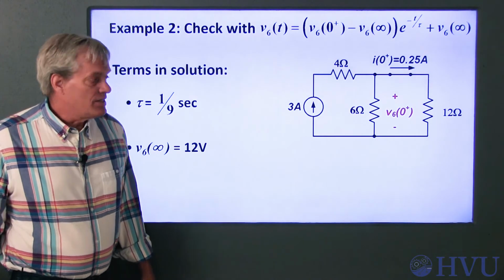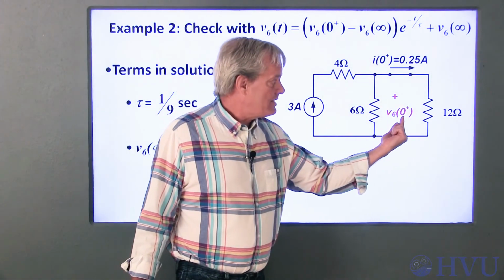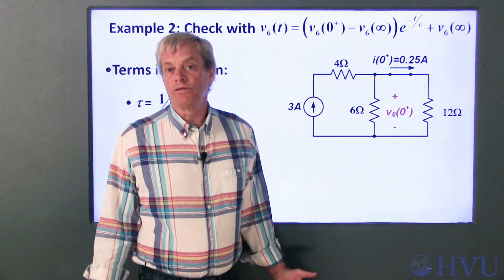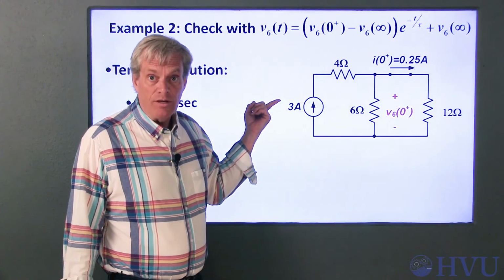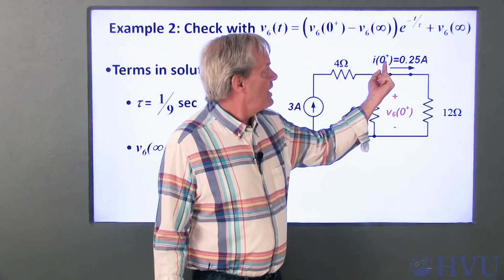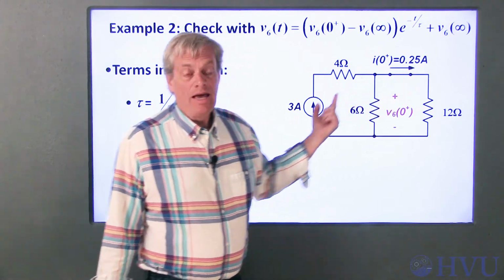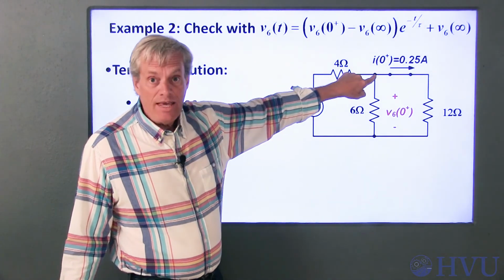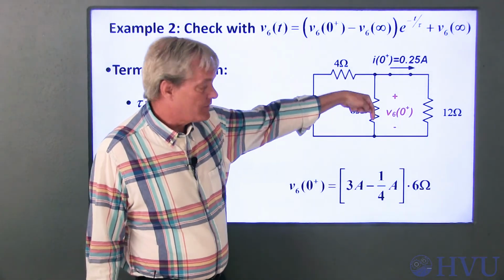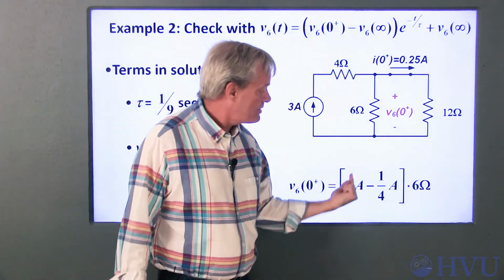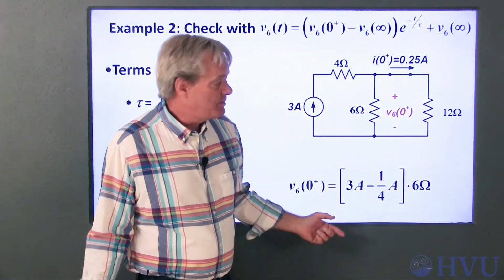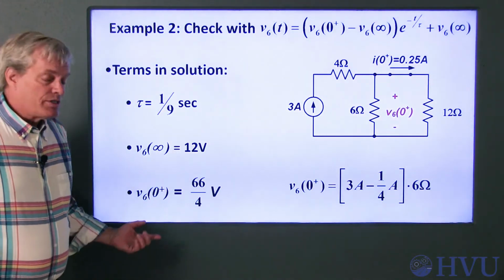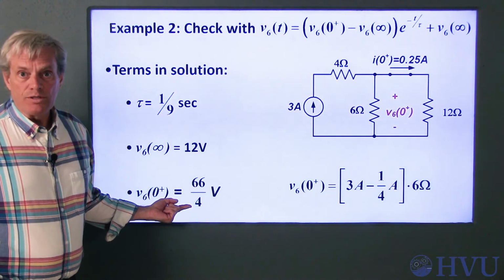To determine the initial condition on V6, which is the resistor voltage at time t equals 0 plus, we still need to use the fact that inductors can't change their current instantly. This is the appropriate circuit. I already found that the inductor current at time t equals 0 plus is 1/4 of an amp. At time t equals 0 plus, the 3 amp source is connected to our circuit. If I do KCL here, that tells me the current through the 6 ohm resistor is 3 amps minus 1/4 of an amp. To get the voltage across the resistor, I multiply that by 6 ohms. This is 11 over 4 times 6, which gives us 66 over 4 volts.